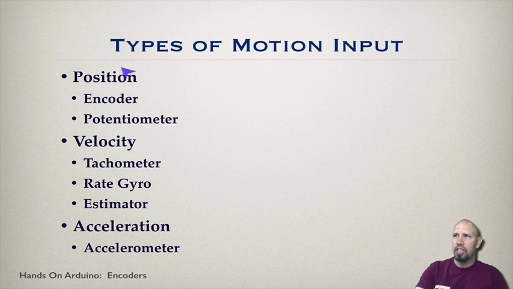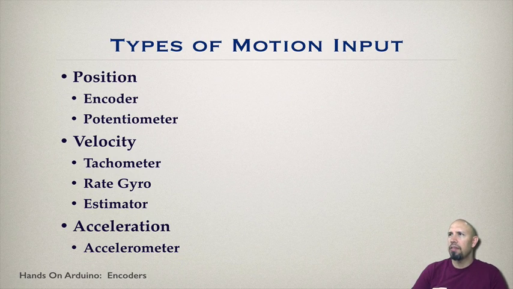An estimator would, for example, take the position information and use it to estimate velocity. Okay, so we'll actually do an example of that in our presentation here, to estimate velocity. So it's not a true measurement, but it is an estimate, and it can be a pretty good estimate. For acceleration, we can use something called an accelerometer.